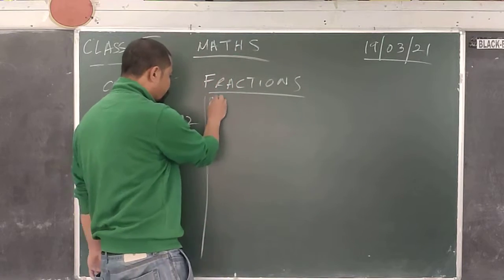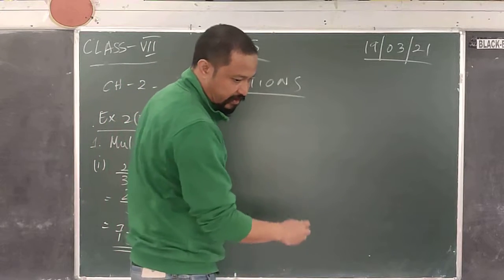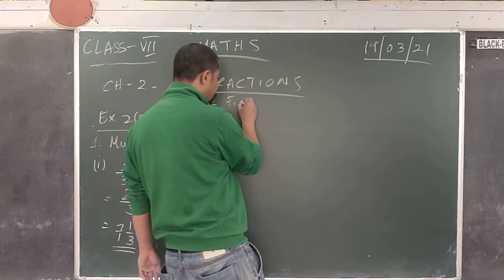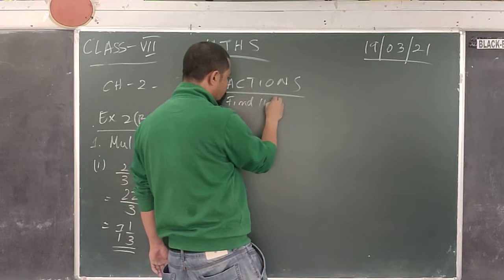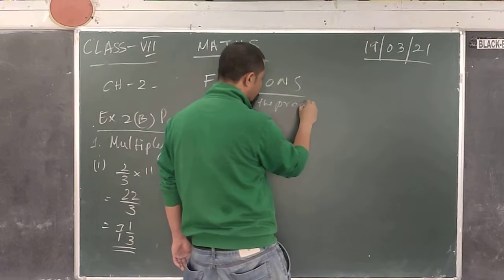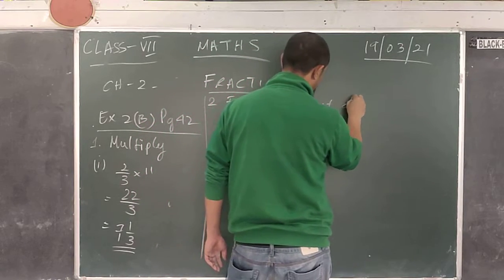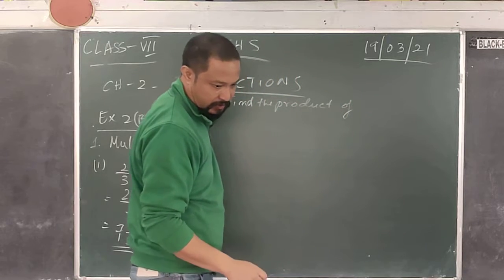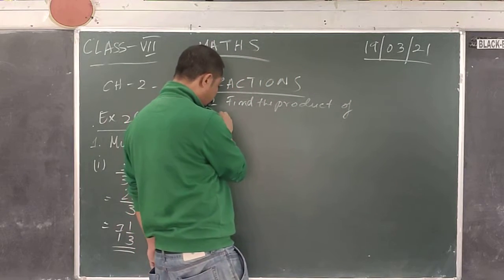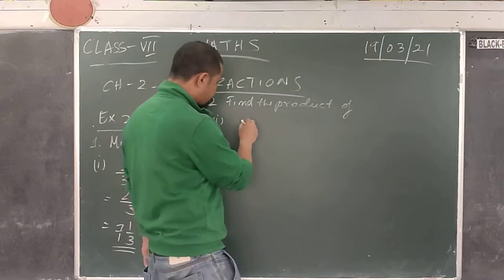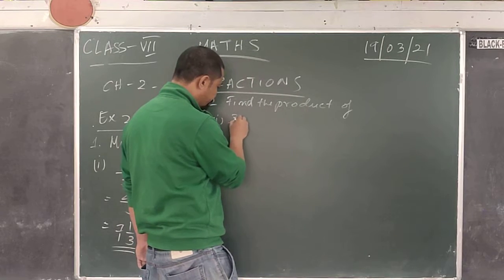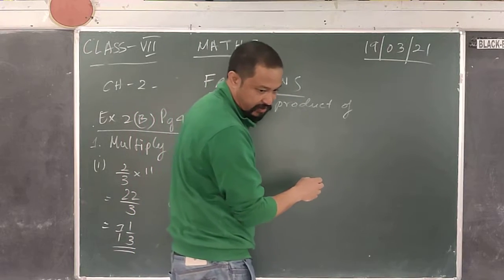Now you go to question number 2. Question number 2 says find the product of. Okay, so the first one is 3 upon 5 into, now there are 3 fractions involved.